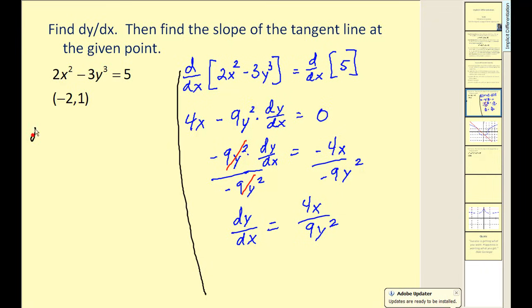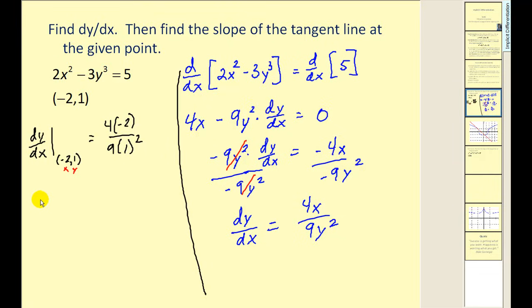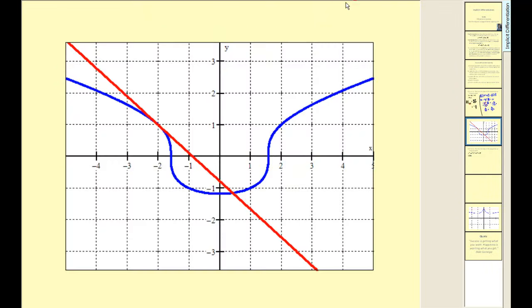So now we're going to take the derivative function and evaluate it at the point negative 2, 1. So x is negative 2 and y is positive 1. So we'll have 4 times x, or 4 times negative 2, over 9 times y squared, or 9 times 1 squared, which will give us negative 8/9. The slope of the tangent line at the point negative 2, 1 should be negative 8/9. Let's go ahead and take a look at the graph to verify this.